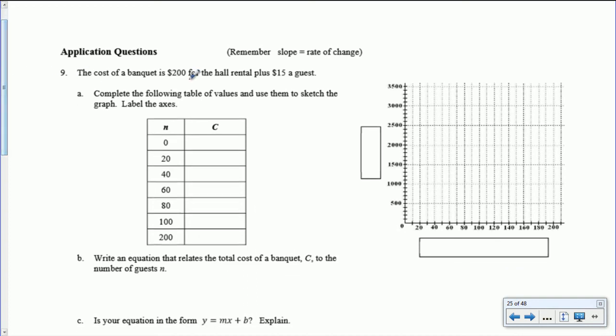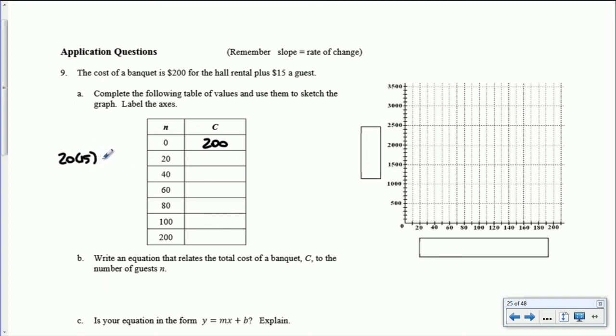The cost of a banquet is $200 for the hall rental plus $15 per guest. Complete the following table of values and use them to sketch the graph. So $200 to rent the hall. If I have 0 guests, it'll be 200. So, and then 20 guests, I'll have 20 times 15.